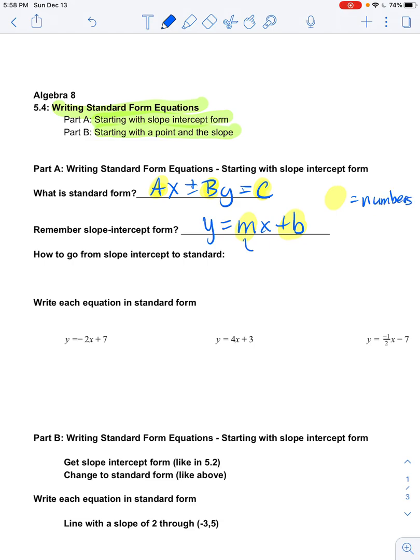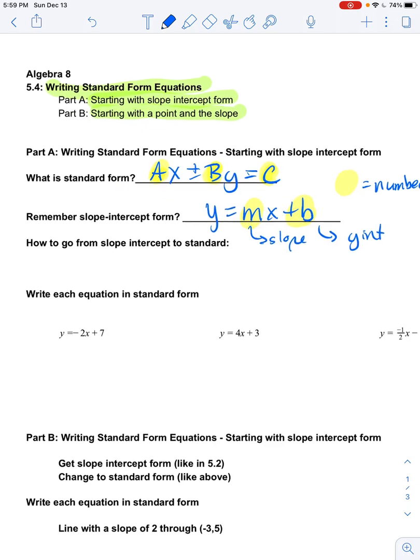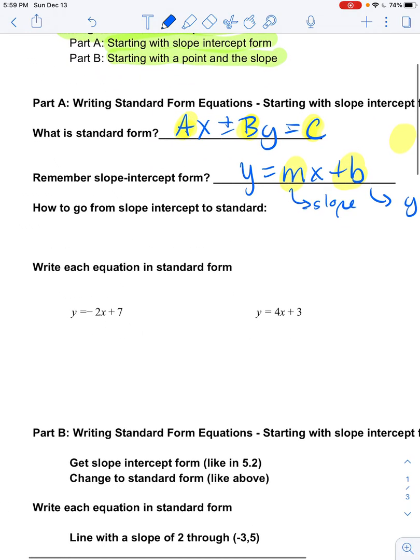Now, in the slope-intercept, they have meaning, where this one is actually the slope of the line. This one is the y-intercept of the line. But in standard form, they don't have any meaning. They're just going to be what we call coefficients or numbers. So our job today is going to be to go first in part A from slope-intercept to the standard form.